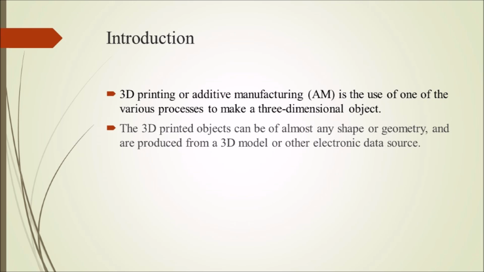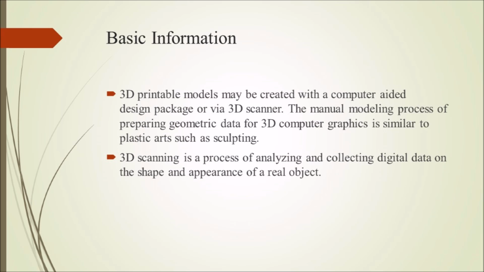design package, or else we can use a 3D scanner also. The manual modeling process of preparing geometrical data for 3D computer graphics is similar to the plastic arts such as sculpting. And coming to 3D scanning, 3D scanning is the process of analyzing and collecting digital data on the shape and appearance of a real object. Based on this data, three-dimensional models of the scanned object can be produced. Both the manual and the automatic creation of 3D printing models is difficult for average consumers.